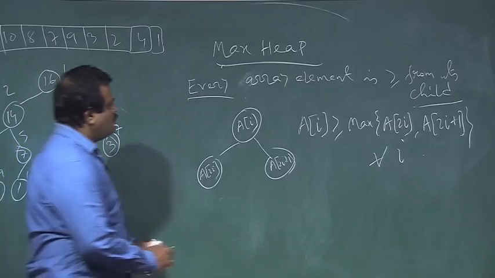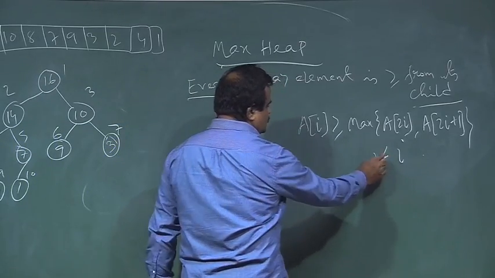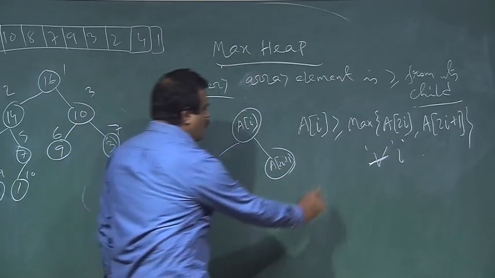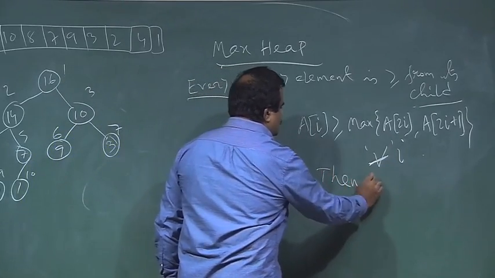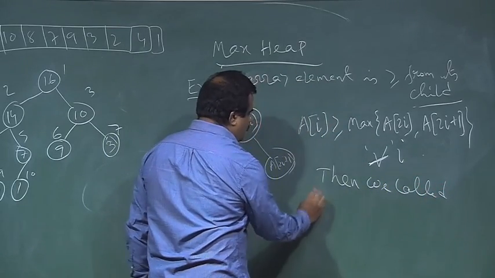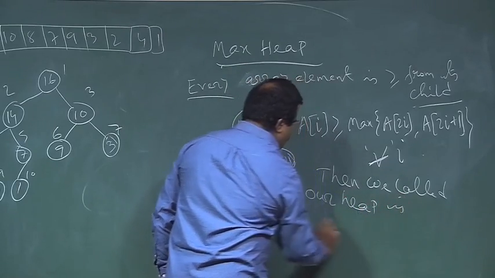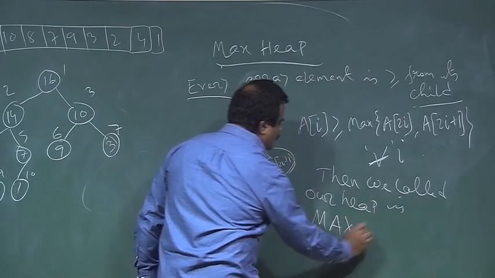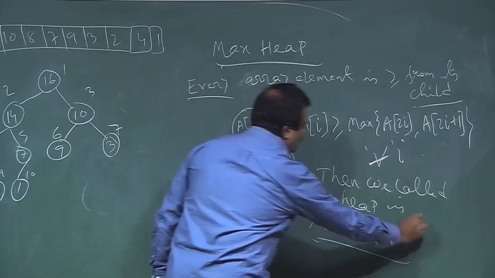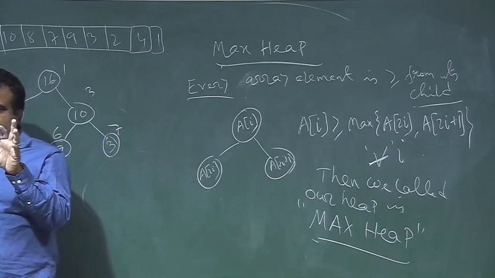If this is true for all i, this is the symbol for all, then every element is greater than its child. Then we call our heap a max heap. This is the definition.